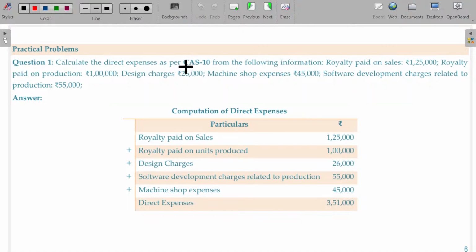Calculate direct expenses as per CAS number 10 from the following information. Royalty paid. It is a part of direct expenses. Royalty paid on production, also royalty expenses. Design charges also direct expenses. Machine shop expenses also direct expenses. And software development charges related to the production also direct expenses. So you can add all these things to find out the direct expenses. Is that okay? It's very simple. Total being the direct expenses. Very often this question is asked in the examination carrying 2 marks, very simple chapter.